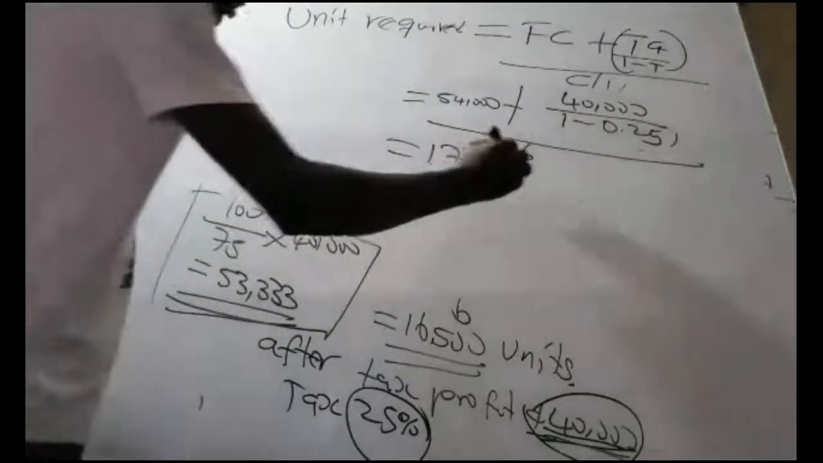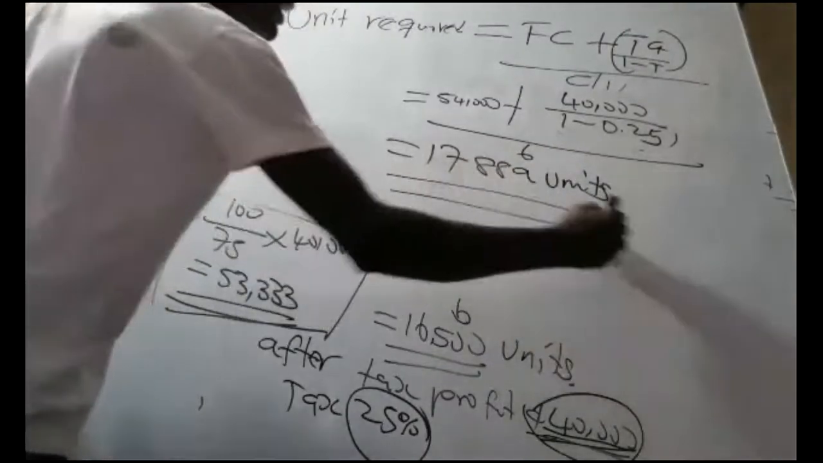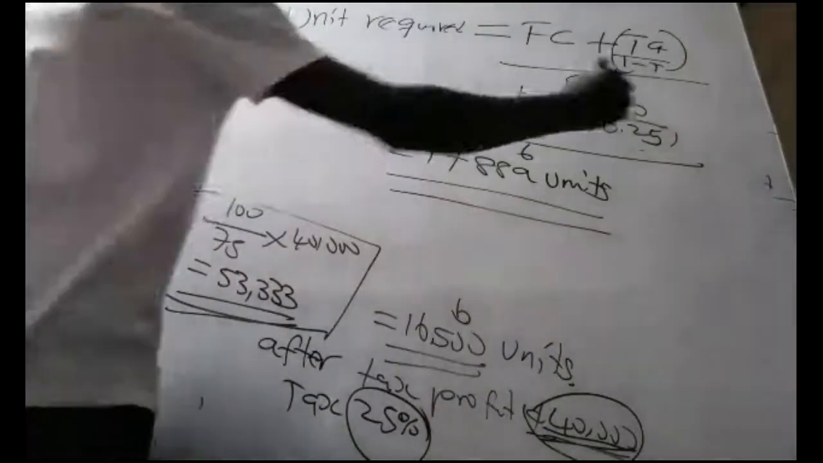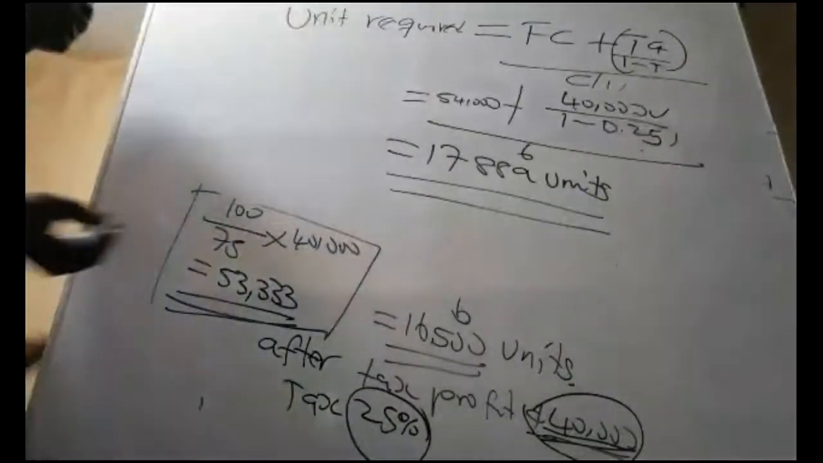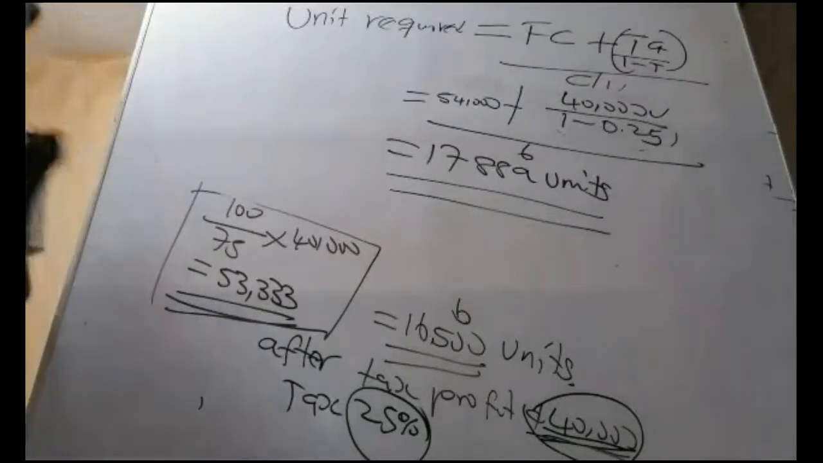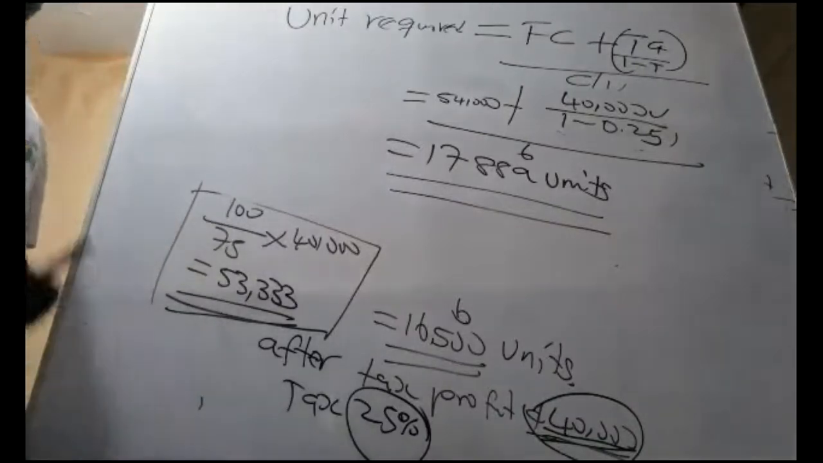17,889 units. So it means that when they produce 17,889, they will get profit after tax of 40,000. Yes, profit after tax of 40,000. Perfect. Everyone should help me out with the calculation, and then you get it for me.